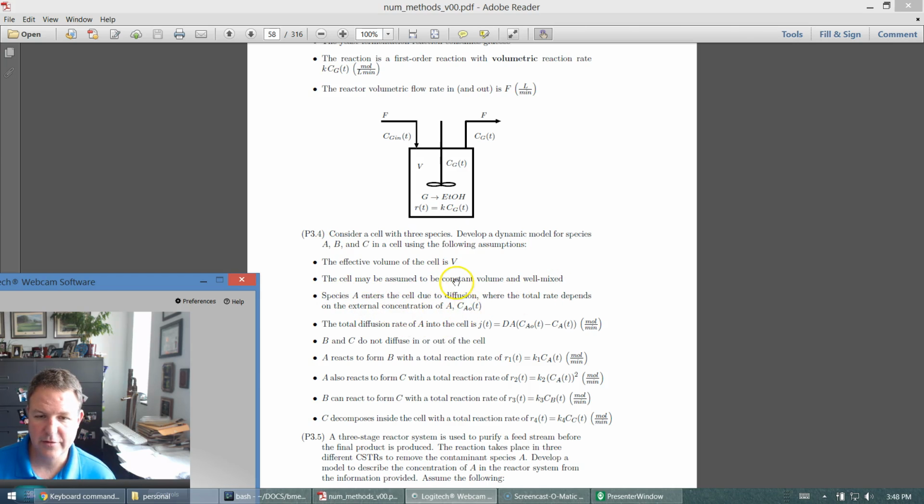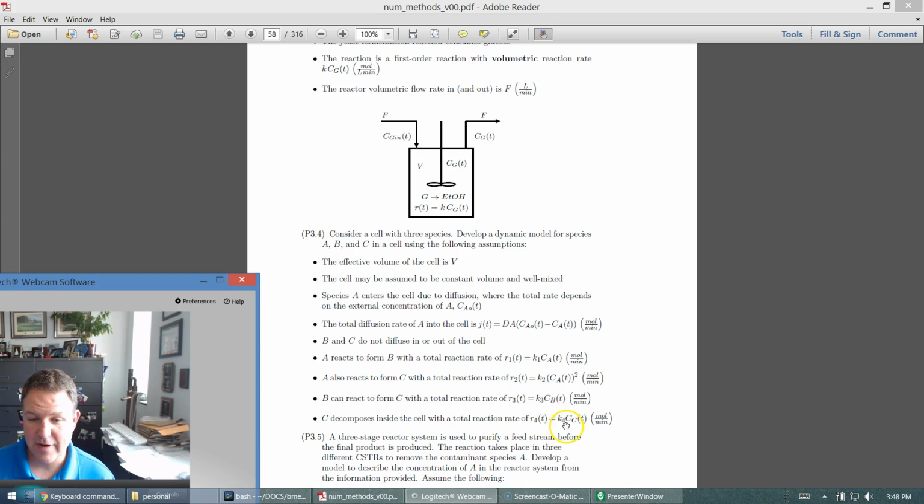Species A enters the cell due to diffusion, where the total rate depends on the external concentration of A, which is Ca0. The total diffusion rate of A into the cell is dA quantity Ca0 minus Ca. B and C do not diffuse in or out of the cell. A reacts to form B with a total reaction rate of this. A also reacts to form C with a total reaction rate of this. B can react to form C with a reaction rate of this. And C decomposes inside the cell with this reaction rate.